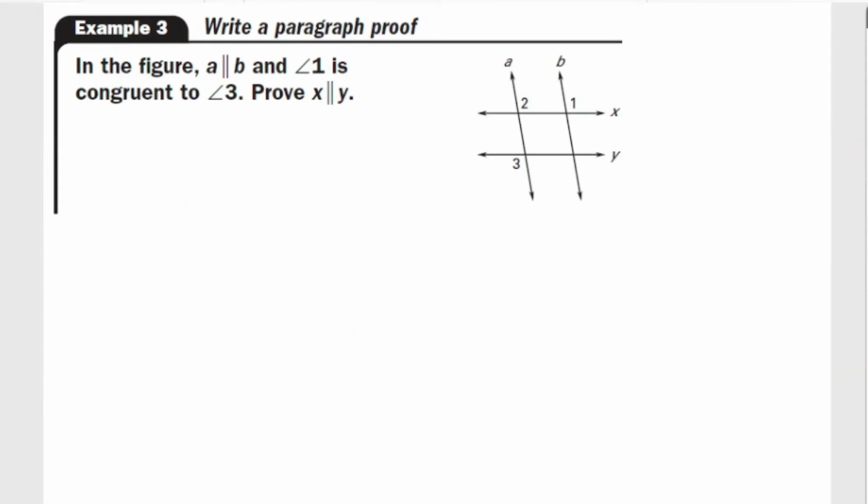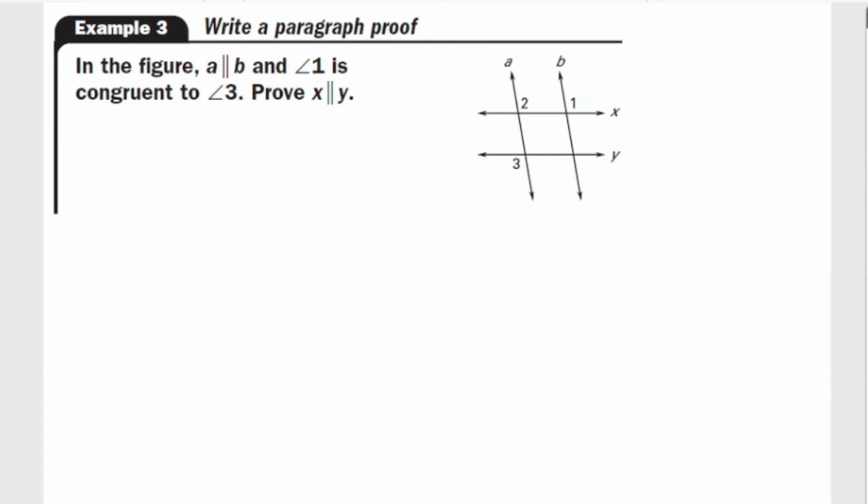This one says to write a paragraph proof. We've never done this before. I had you try a little flow proof, and we've done those 2-column proofs mostly. This is called a paragraph proof. It's a little harder because you have to make sure that those statements have reasons with them. So let's try this. What is the given?